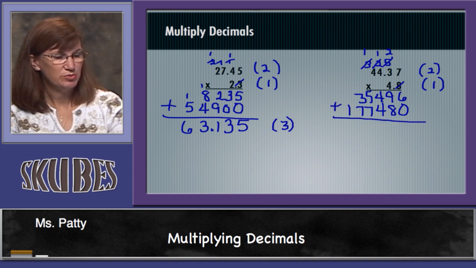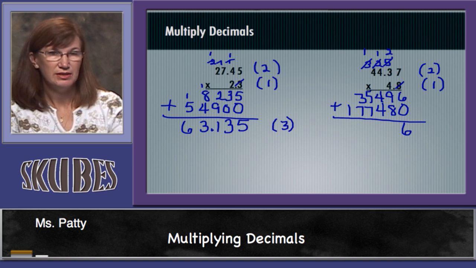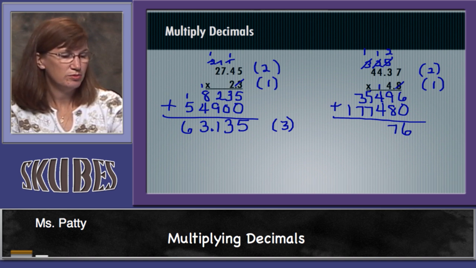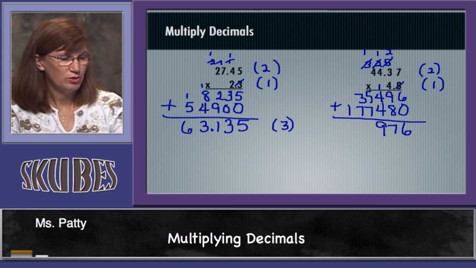We're going to add 6 plus 0, 6. 9 plus 8, 17. Carry. 1 plus 4 is 5, plus 4 is 9. Nothing to carry. 5 plus 7 is 12. 1 plus 3 is 4, plus 7 is 11, and 1 plus 1 is 2.